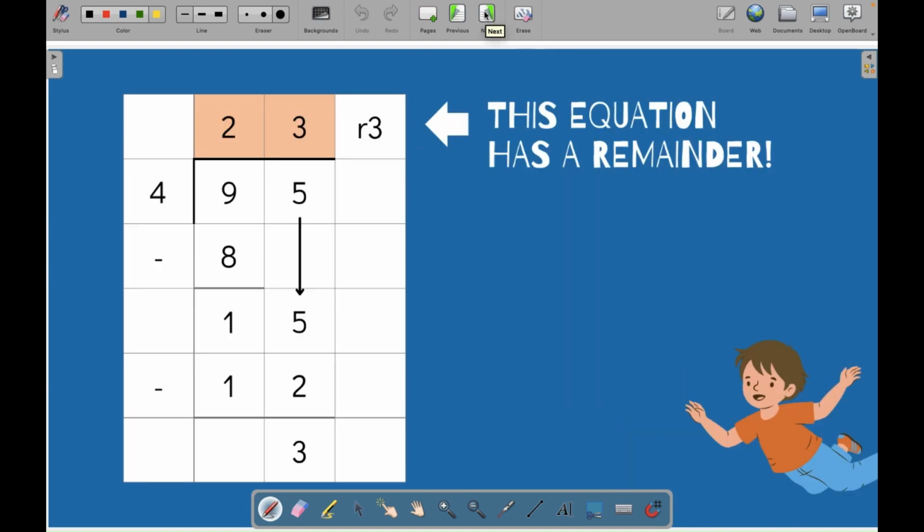Now we'll see a case wherein we have a remainder. Again the same process. The first step is to divide. So we'll divide 9 by 4. We'll write 4 ones are 4.